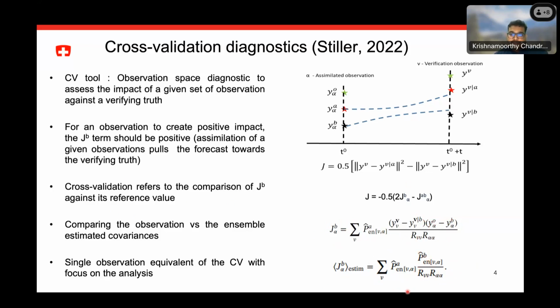What is shown here is the very general formulation, but in the actual implementation in the cross-validation tool, we use the single observation equivalent, where we assume that we are assimilating only one type of observation, not all the other operationally assimilated observations. And instead of focusing on the impact on the forecast, we focus on the impact on the analysis.